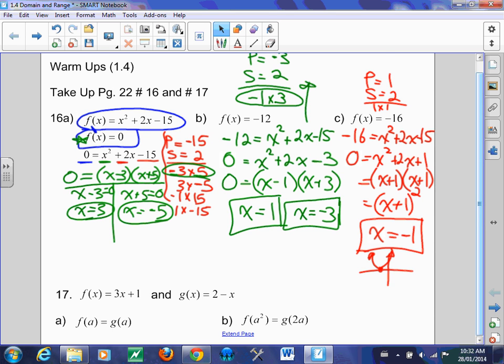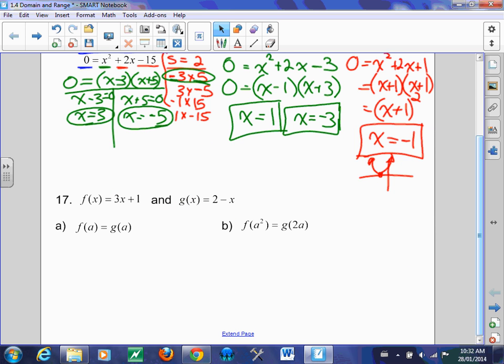All right, 17. This is a tricky one, so we'll take a look at substitution in here, ladies and gentlemen. First one's not so bad. The second one gets a little crazy, but we can do it.